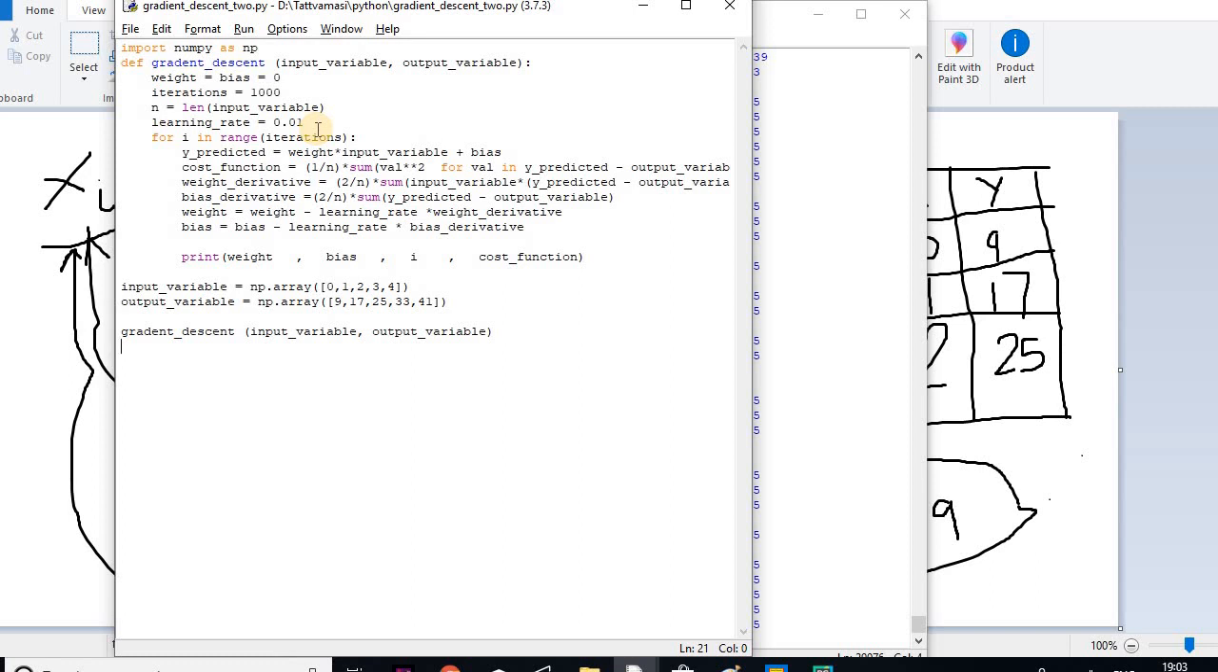This is the approach we need. By trial and error, we can come up with the minimum value of the cost function. So this is what we need to do. So this is all about gradient descent.